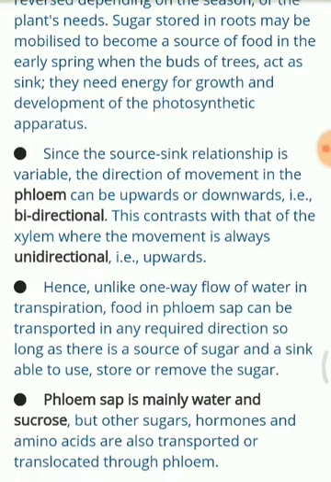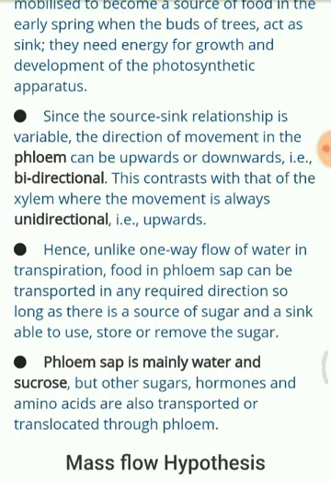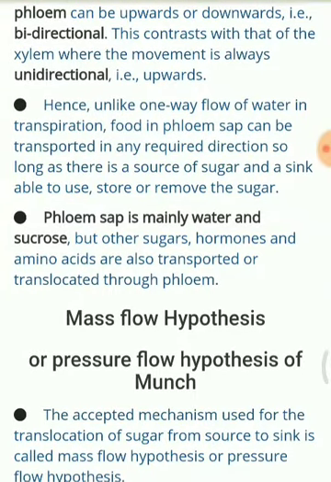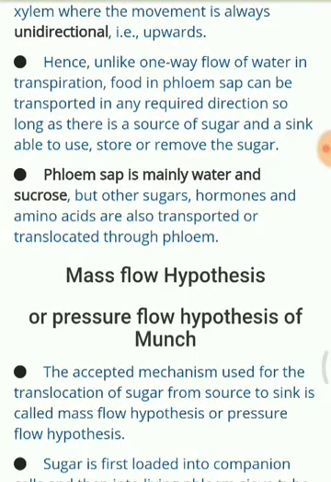Hence, unlike the one-way flow of water in transpiration, food in phloem sieve tubes can be transported in any required direction, so long as there is a source of sugar and a sink able to use, store or remove the sugar. Phloem sap is mainly water and sucrose, but other sugars, hormones and amino acids are also translocated in the phloem.